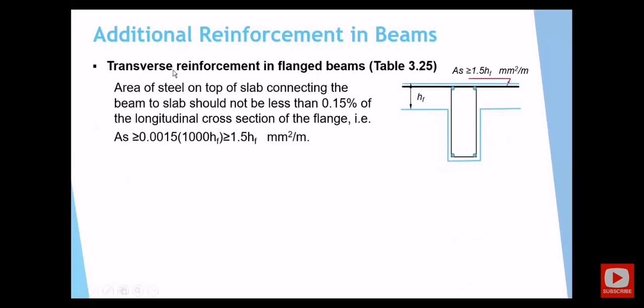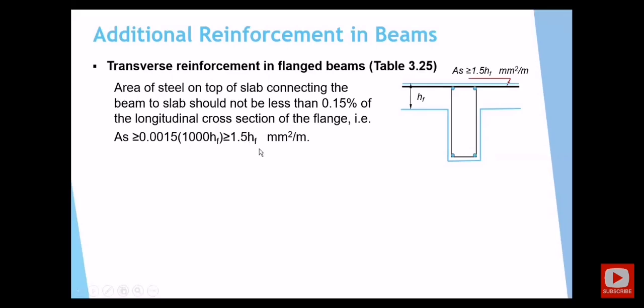Okay, additional reinforcement in the beam. The code also has some requirements about transverse reinforcement in flanged beams. This transverse reinforcement means the reinforcement above the beam, the reinforcement in the slab. It is telling us that this reinforcement as a minimum should be taken as 0.15% of the cross section of the flange. If you assume 1 meter width of the flange, we take 1 meter because it's a slab, 0.15 divided by 100 times 1,000 times hf. So this will give us a value 1.5 hf.